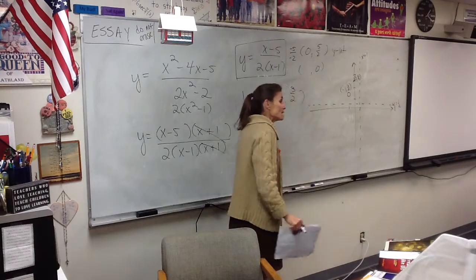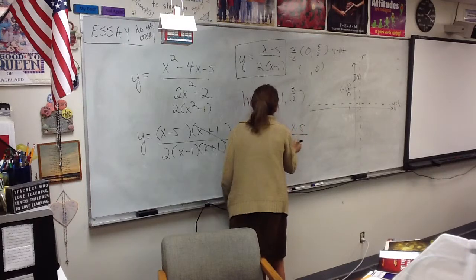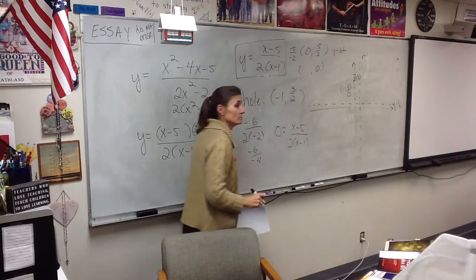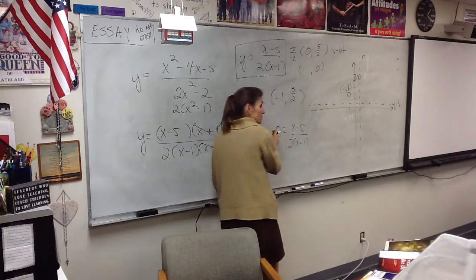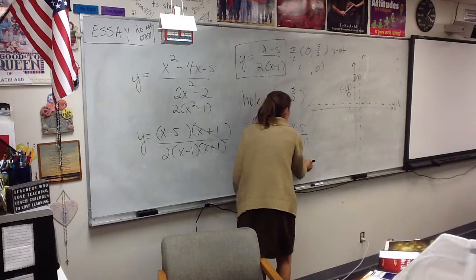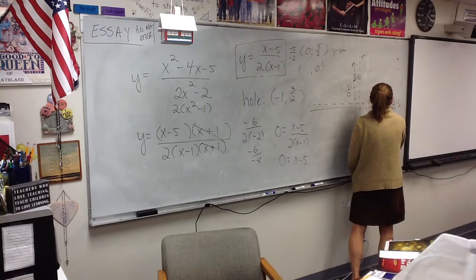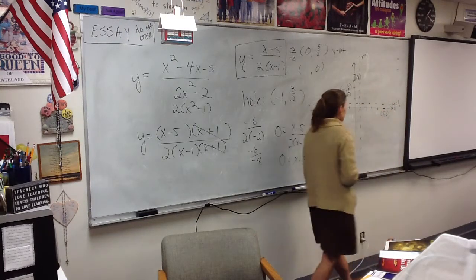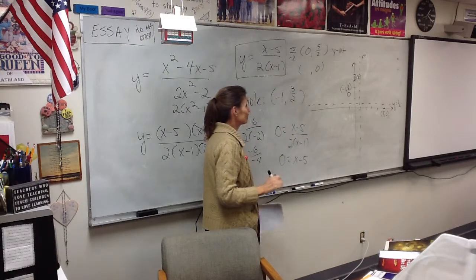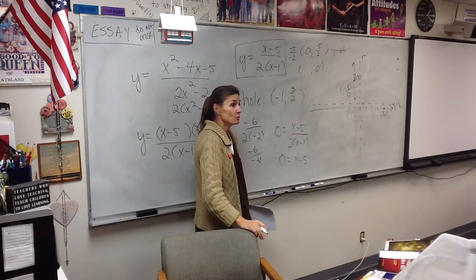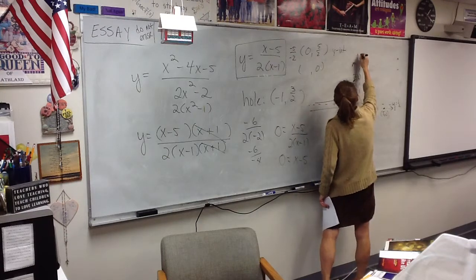Now I'm going to let y be 0. So this comes over here. And what does x end up equaling? 5. That is the x-intercept. Do we have enough to graph it now? Can you get a picture out of that? Yeah. Hopefully the picture you get will look like this.